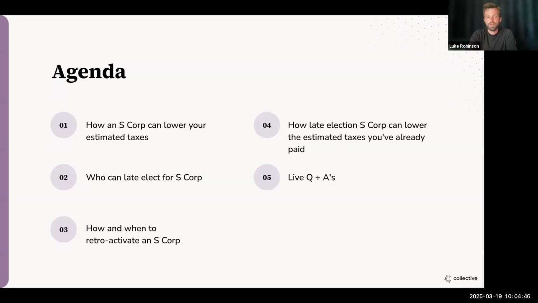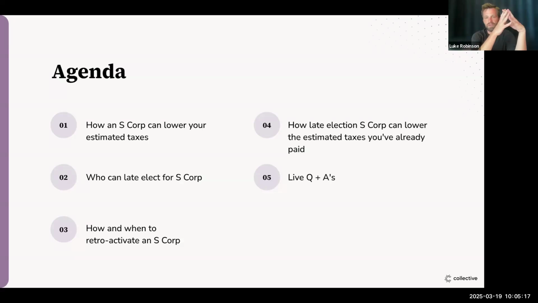How and when to retroactivate an S Corp. Not only are we going to talk about just electing the S Corp election and, if it's possible to be done late now, but also we're going to talk about backdating the S Corp election for the entirety of this year. So is it possible to backdate to January 1st? Is that too late? In what scenarios can you do that? And then how a late S Corp election can lower the estimated taxes that you've already paid to the government.